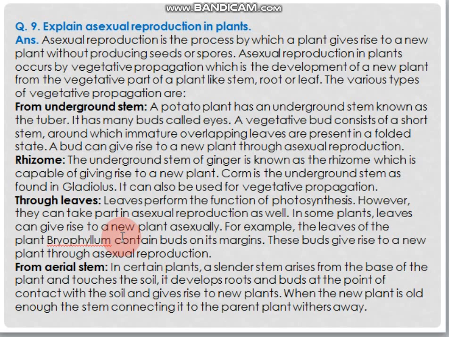Now explain asexual reproduction in plants. Again, there are different types from underground stem, rhizome, leaves, and aerial stem. So you can write this answer for asexual reproduction in plants.